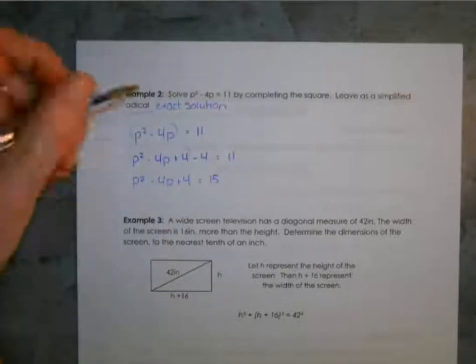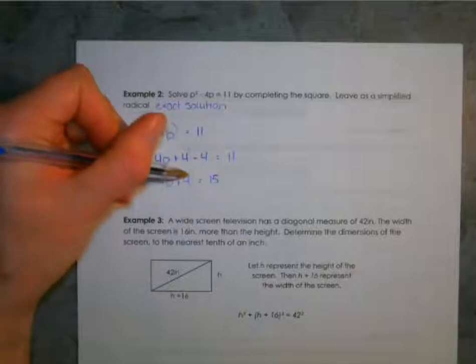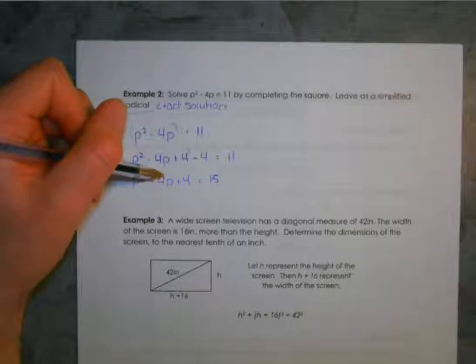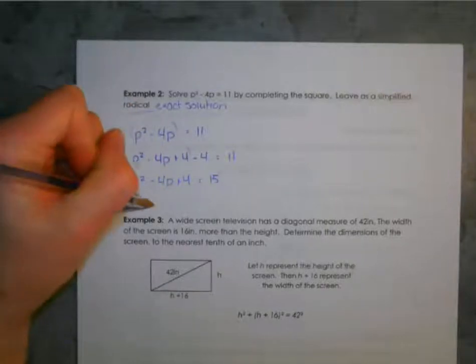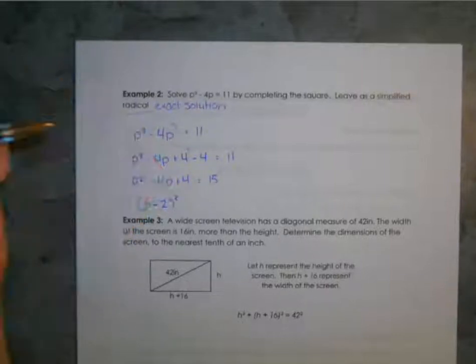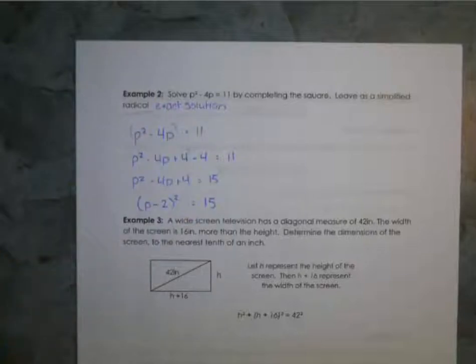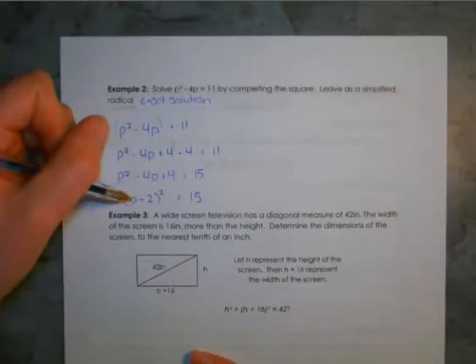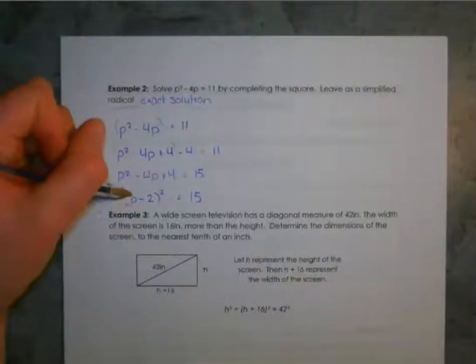And then what I want to do is make this into a binomial. So the square root of 4 is 2, and in order for two 2's to add up to -4, they would have to be negative. So my binomial is going to be p minus 2. Because they're both going to be minus 2, I can just square that, and I can say that is equal to 15.